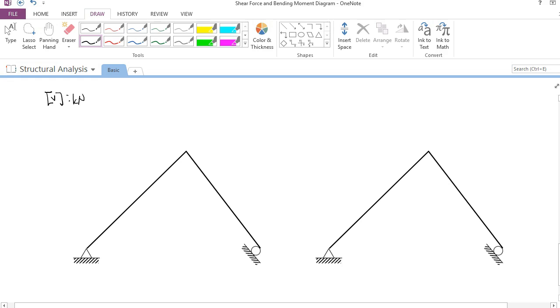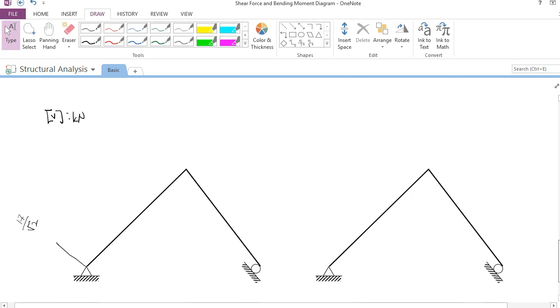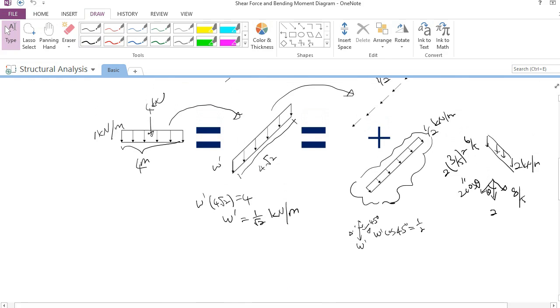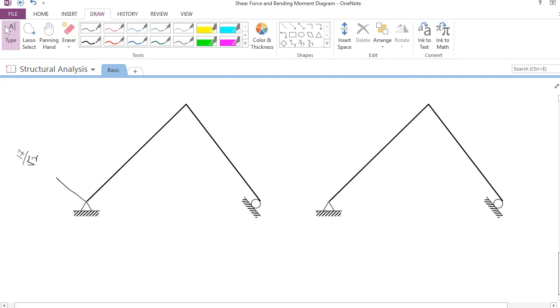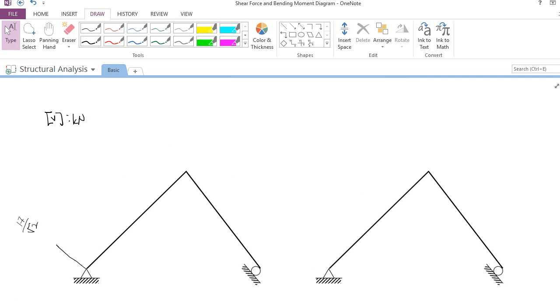So how do we draw the shear force diagram? First of all, we know that there is a jump here. This is 17 over square root of 2, and then we know that the downward uniformly distributed force perpendicular to slope is 1/2. And so this shear force diagram should be something like this.